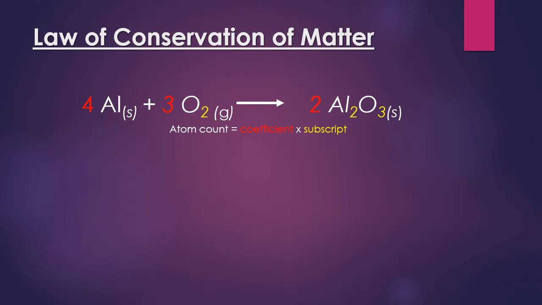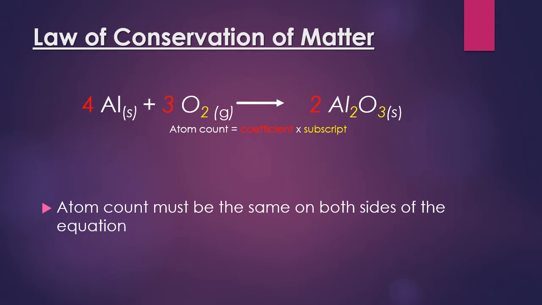So let's look a little bit more at these coefficients that I mentioned previously. They are now in red. Those coefficients are helping us to make sure that there are the same atom counts on both sides of the equation. So why do we need the same atom count on both sides of the equation? We need it because of the law of conservation of matter. What the law of conservation of matter says is that the atom count must be the same on both sides. Energy cannot be created or destroyed.